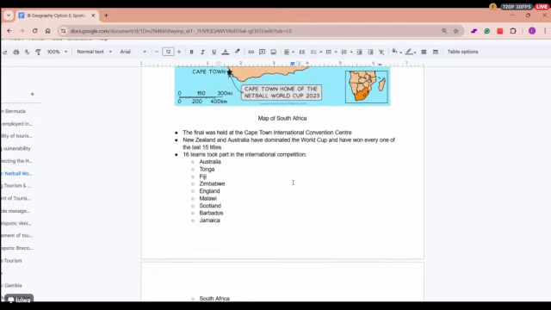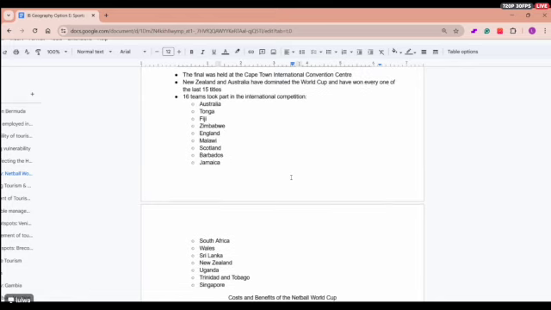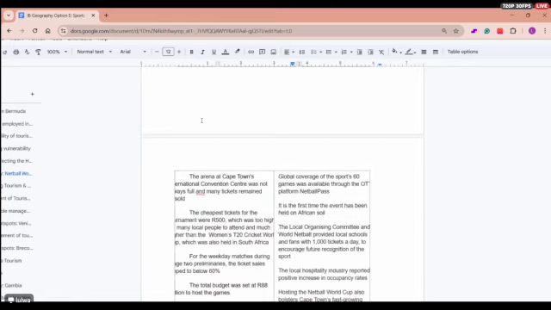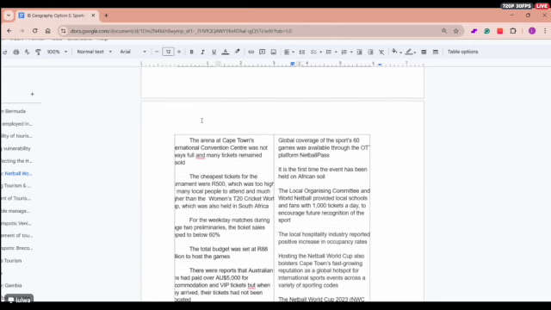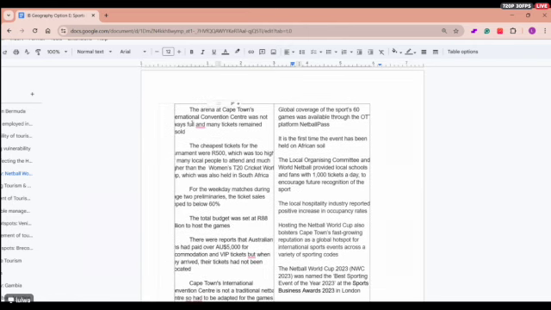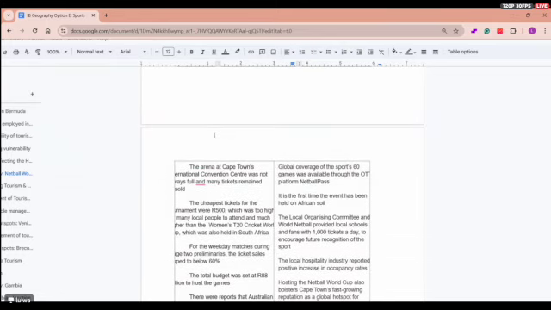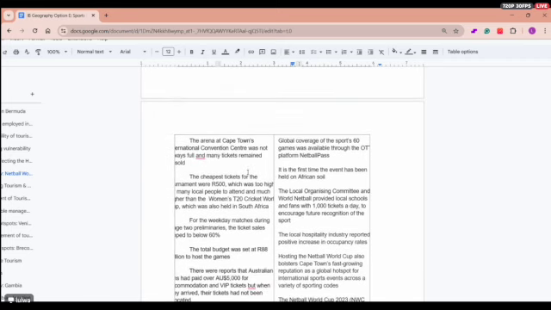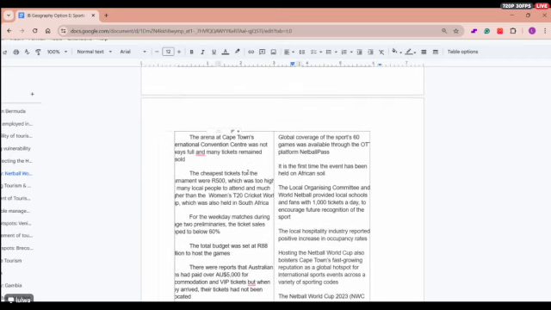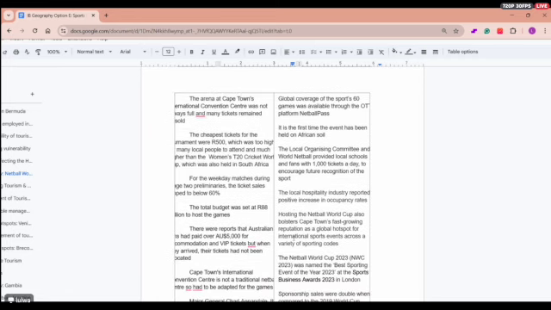New Zealand and Australia have dominated the World Cup, of course, and there are 16 teams who participate in the International Cup. And the cost and benefit: the arena at Cape Town's International Convention Center was not always full. Therefore, many tickets remained unsold. The cheapest ticket was 500, which was too high for many local people to attend, and much higher than the Women's T20 Cricket World Cup, which was also held in South Africa.